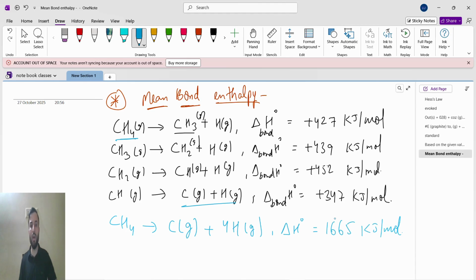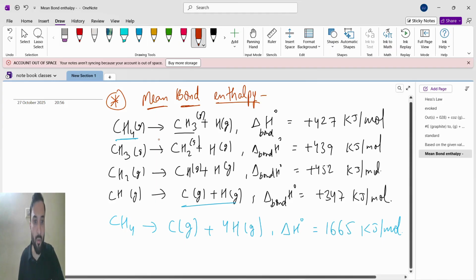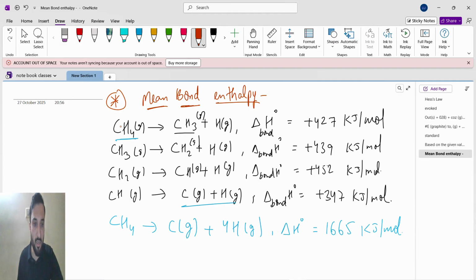Okay, so now see what will happen here. What is the process? Mostly the process is carbon hydrogen bond, carbon hydrogen bond, carbon hydrogen bond, carbon hydrogen bond, right? So what is the value of the carbon hydrogen bond in this process? If I take CH4, its value is this. If I take CH3, its value is this. If I take CH2, its value is this. If I take CH, this value is this.